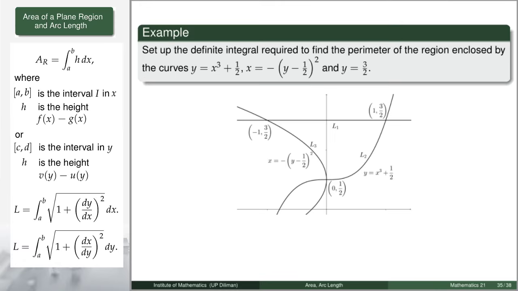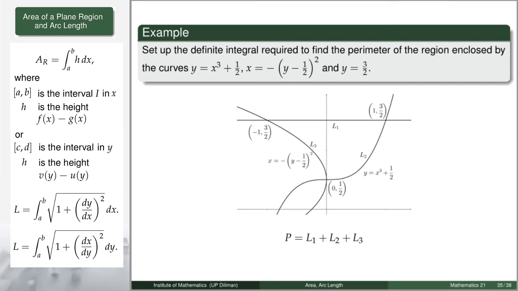Now let's have one last example, and this is what we call a perimeter problem, because we want to find the perimeter of the region. In this case, this is the region that I'm talking about. I have three curves here, L1, another L2, and L3. And thus, since I can only deal with one function at a time, I will find the perimeter by finding the lengths of arcs of each of these curves.